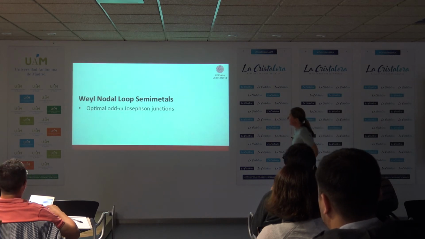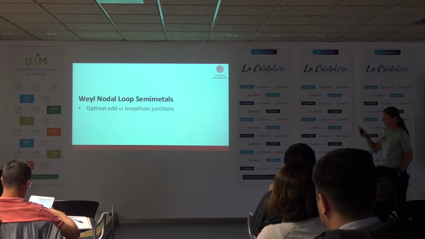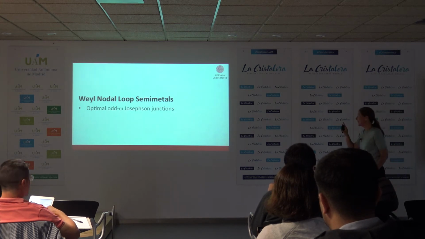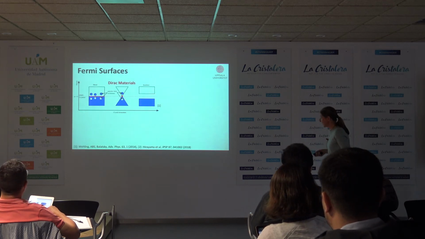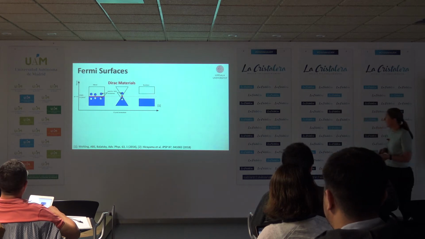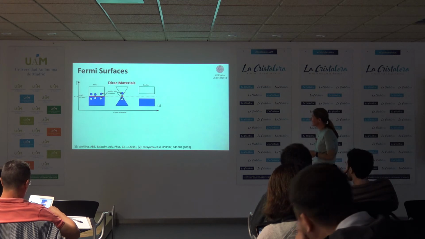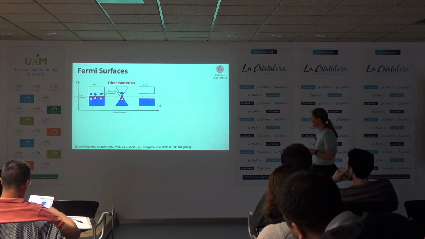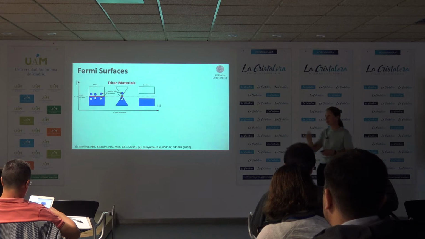Okay, with that, let me go into an example, but hopefully the fact that it's odd in frequency will be very clear. We were interested in the Weyl nodal loop semimetal, so let me just give a quick introduction to those. Here is a display of different types of Fermi surfaces. In a metal, we have a finite size Fermi surface. In the insulator, we don't have any Fermi surface. And the Dirac material is kind of in between, right? We can have point Fermi surfaces.